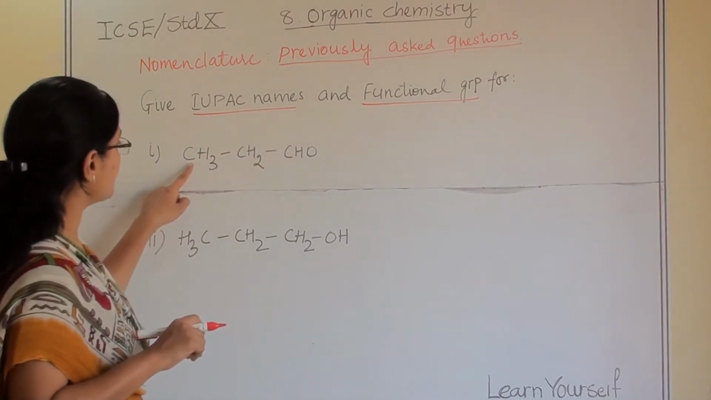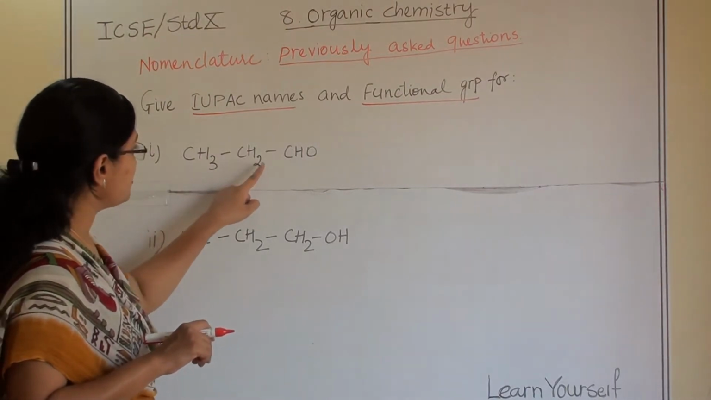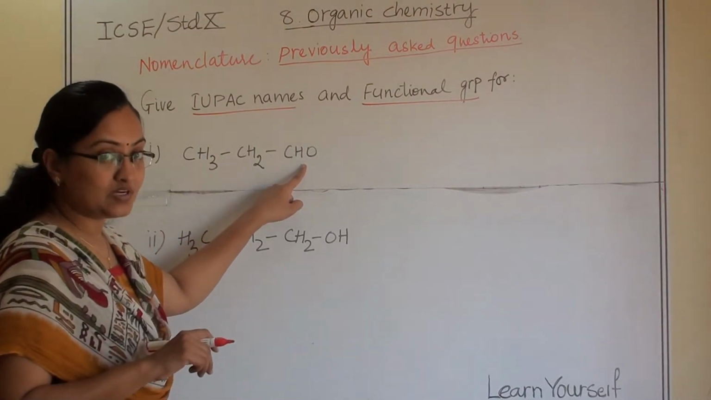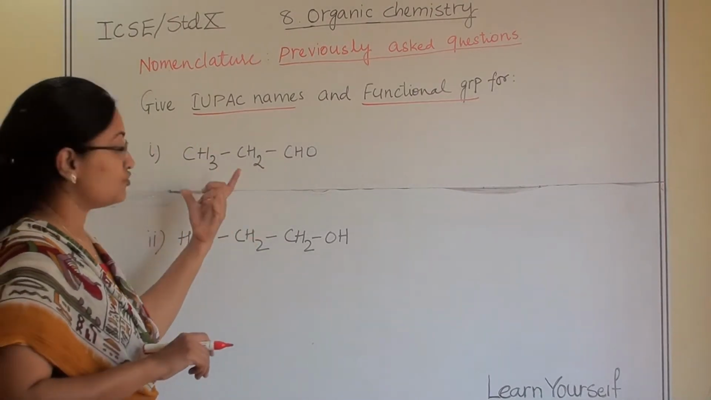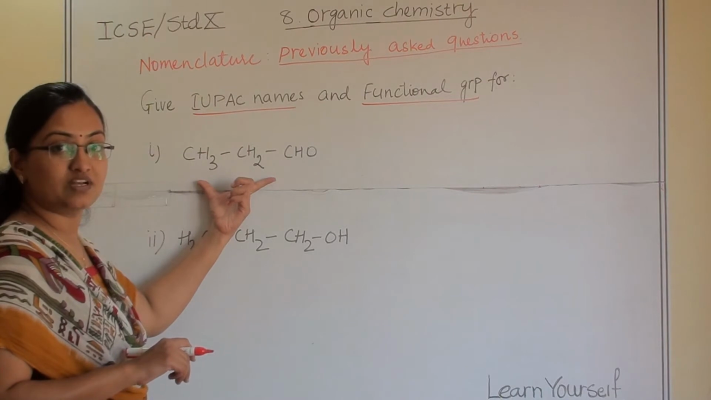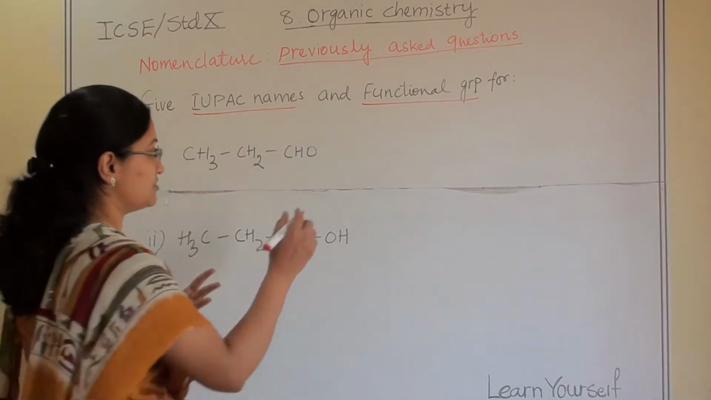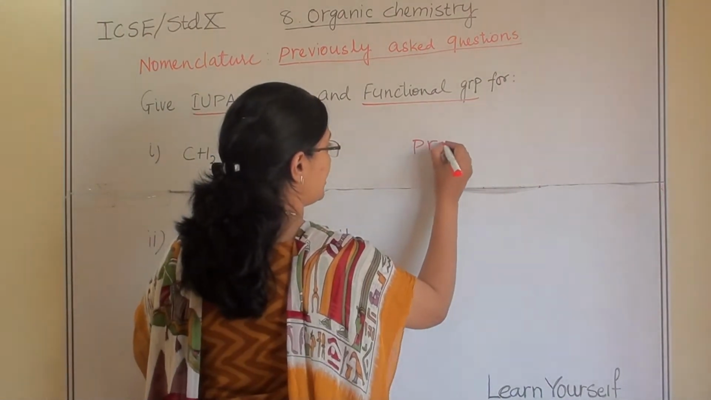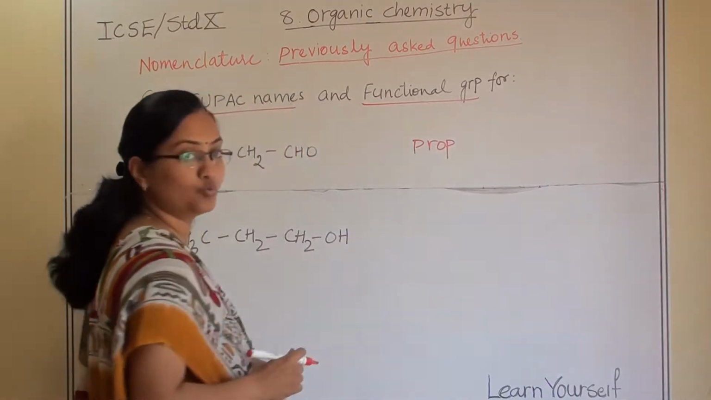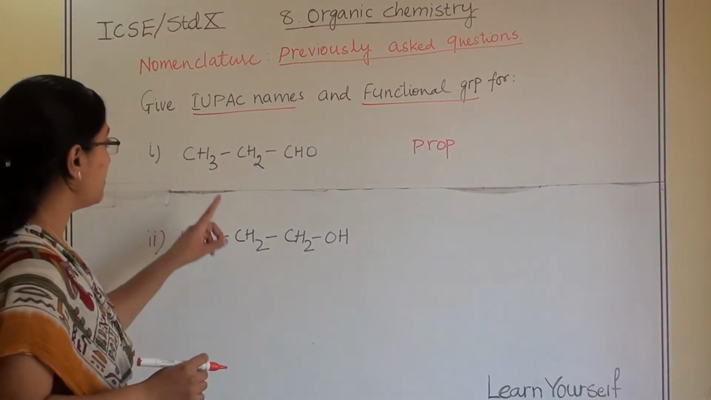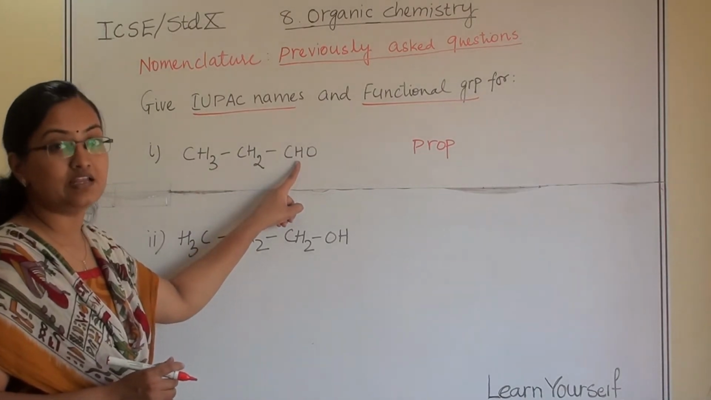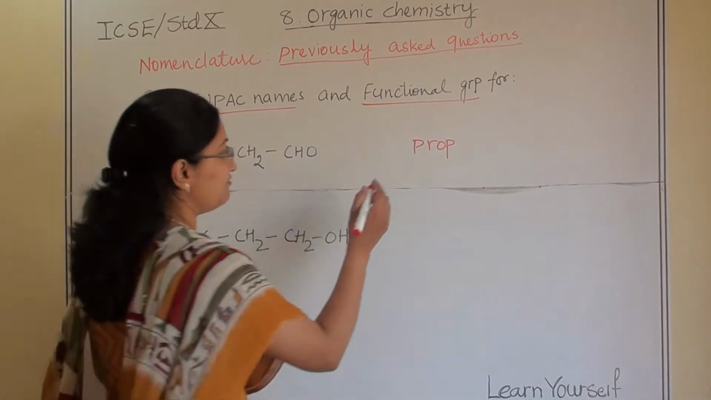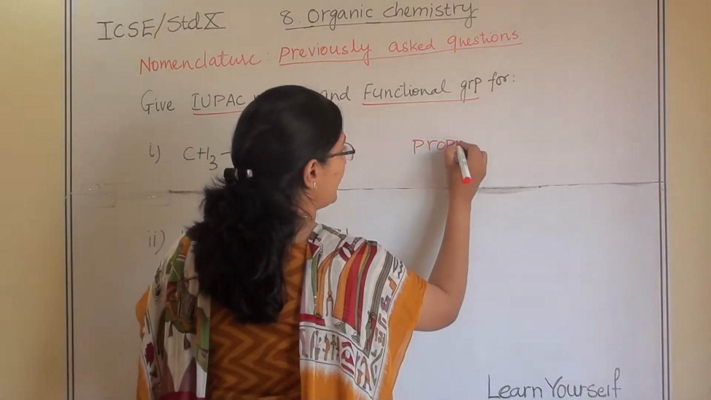So here the first compound is CH3CH2CHO. As per our rules, first we identify the chain. How many carbon atoms does the chain contain? 3 carbon atoms. So let us write our root word first, that is prop. Now when you see this CHO, this is the aldehyde group and the suffix that will come is propanal.